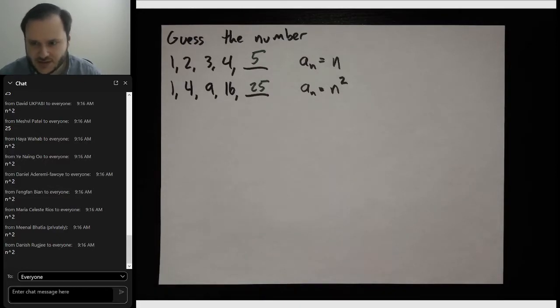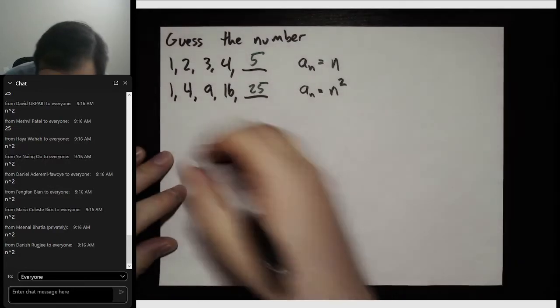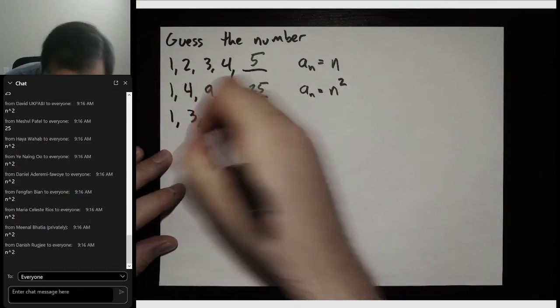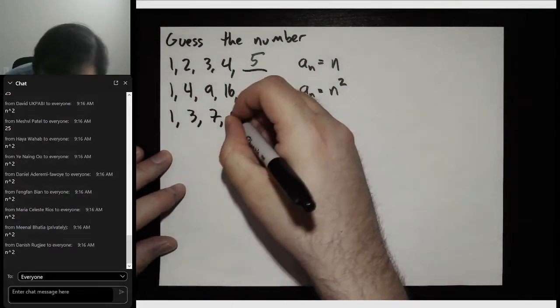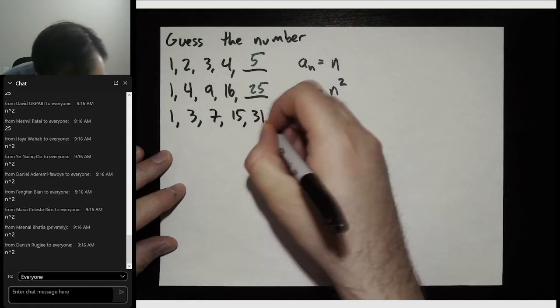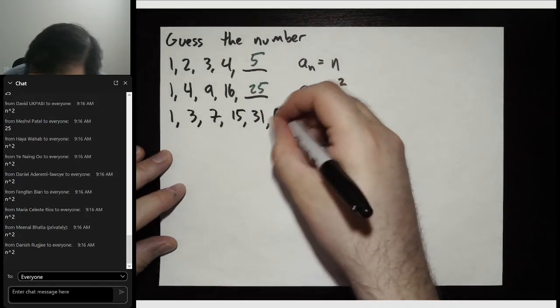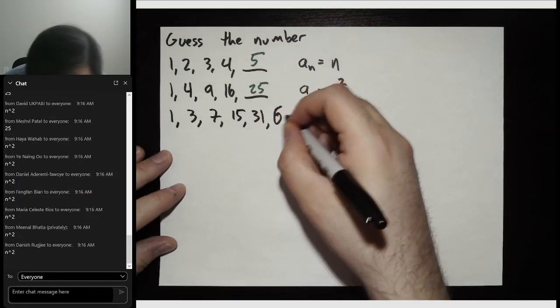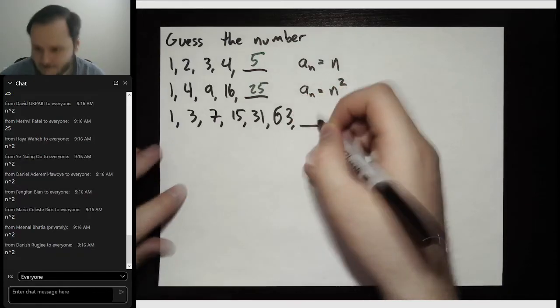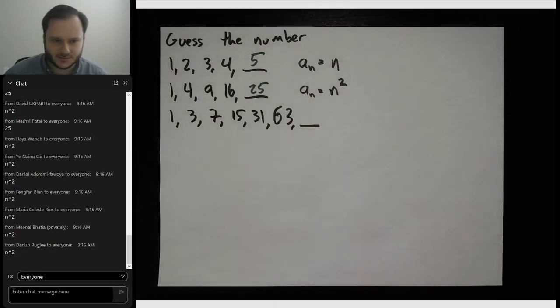Okay, let's do another one. 1, 3, 7, 15, 31, 63. What comes next?